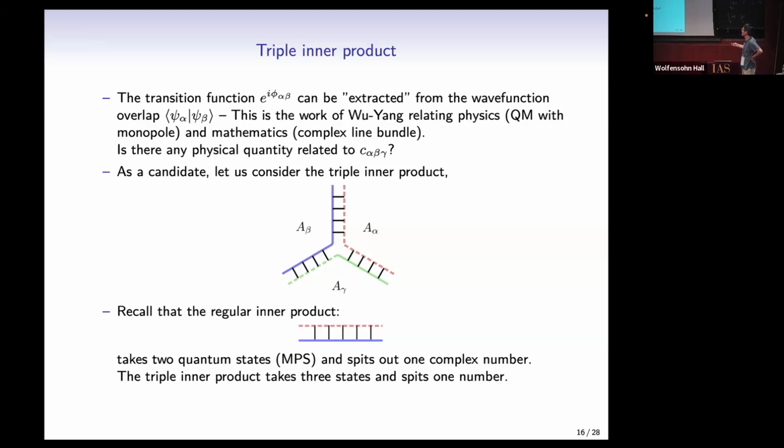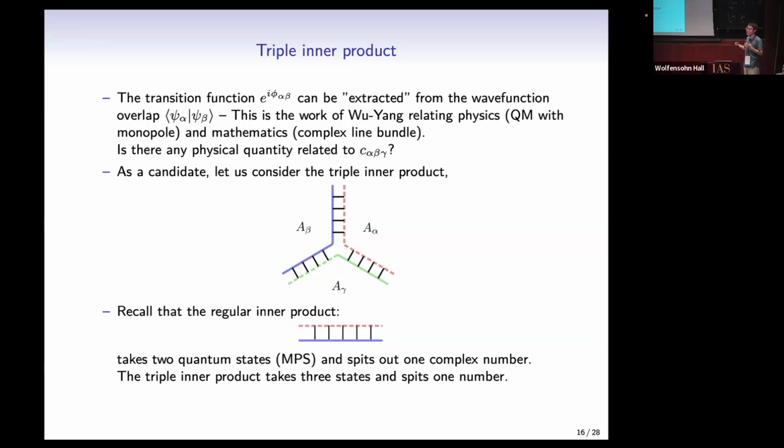So this is like an inner product, but now defined for three quantum states. A regular inner product may look like this. I have one quantum state, and there's another quantum state, and they just contract. So that's a regular inner product. It takes two quantum states and assigns one complex number. So that's an inner product.